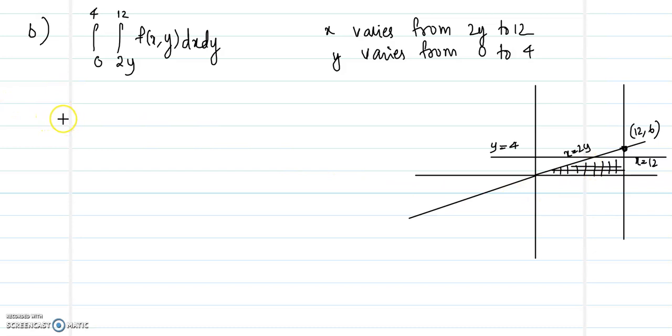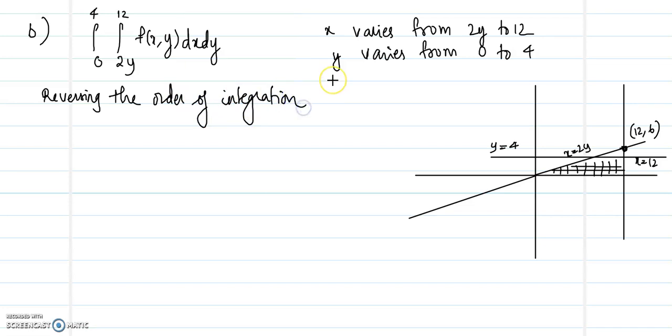So now let us reverse the order. Reversing the order of integration, first you need to find the limits for y. Now let us look at this point. This point is y equal to 4 here. So when y equal to 4, the value of x will be 8. So this point is going to be (8, 4).